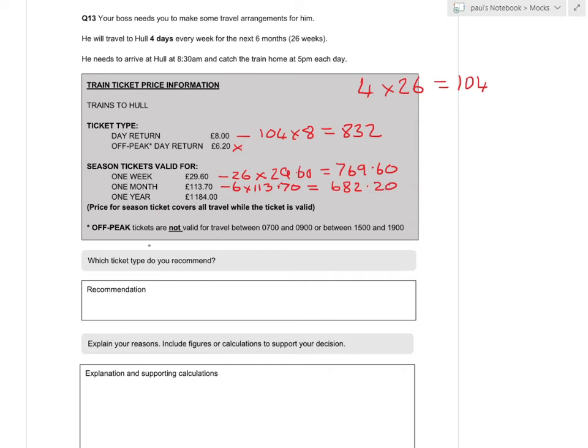So it's going to be a recommendation, 1 month season ticket.